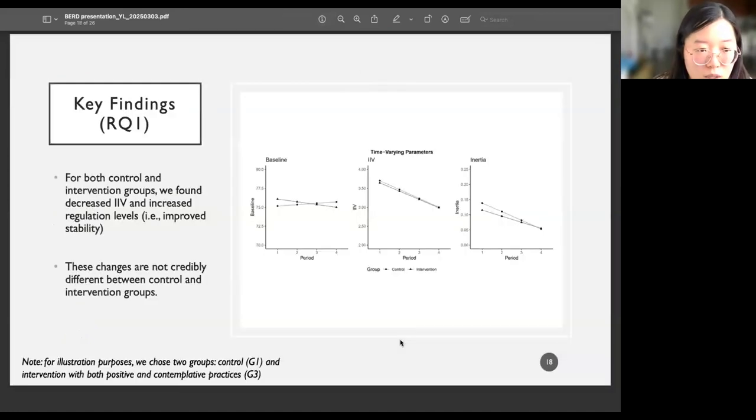Next slide shows the key findings from this study. Note that we only have 2 groups here. One is the control group, the other is the intervention group 2, which received both positive and contemplative practices. This is just for illustration purposes. Certainly you can add all of the groups in your model.